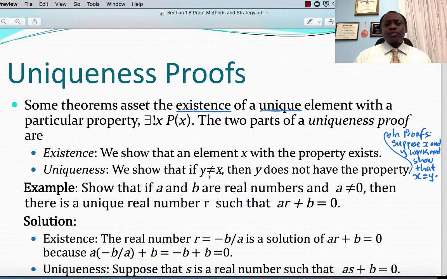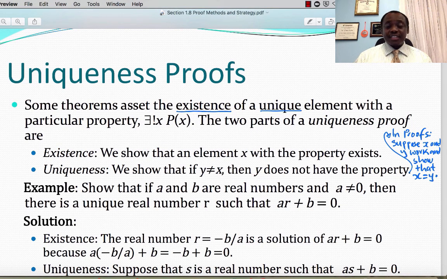Now let's move over to uniqueness proofs. Some theorems assert the existence of a unique element with a particular property. And this is the symbol we use for unique. So this statement means there exists a unique x such that p of x is true. Now, if you are asked to prove a uniqueness claim, there are always two parts to this claim. The first part is there exists. The second part is unique.